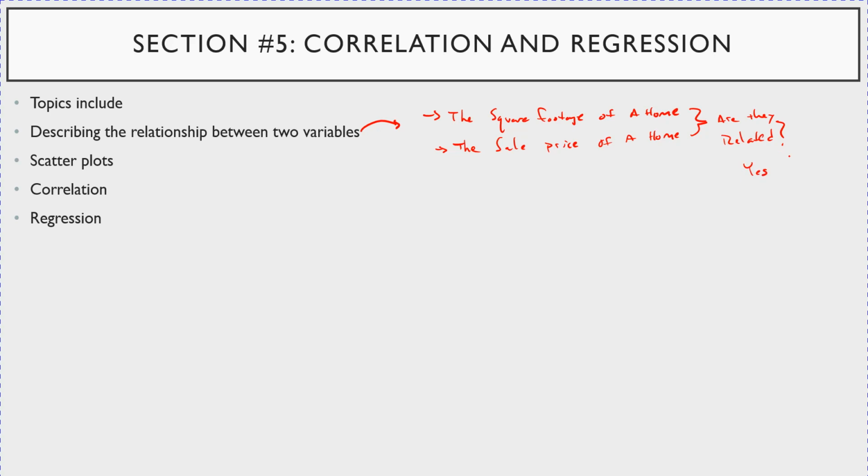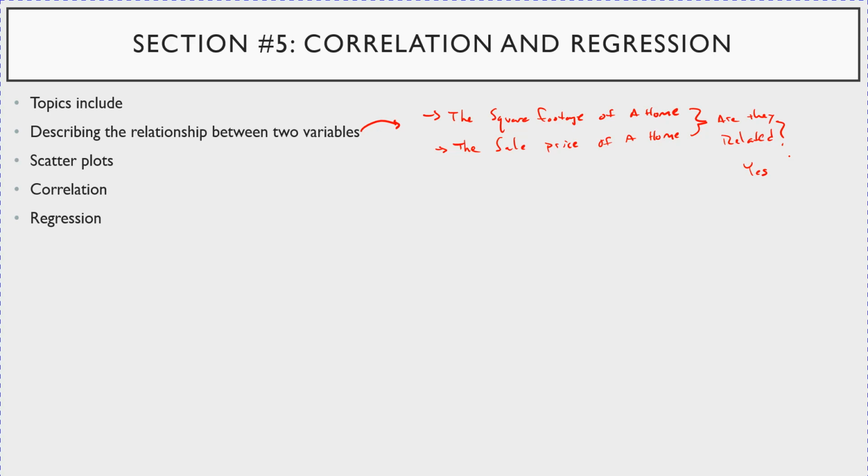Like the larger a home, the more square footage a home has. Obviously, everything else being equal, okay, there's a lot of factors that go into the sale price of a home. But if the other factors are equal, a larger home is just going to sell for more money, right? So they're related. Okay.